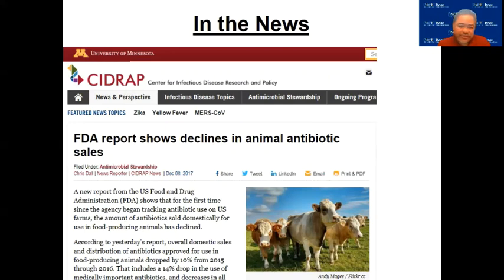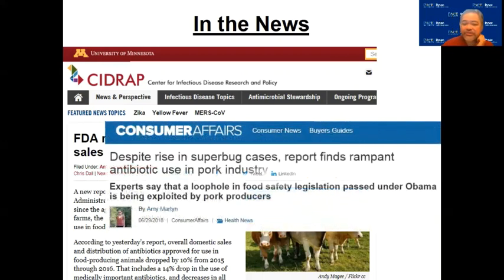Okay, so according to this report from the Center for Infectious Disease Research and Policy, there's a drop by 10% from 2015 to 2016, and that includes a 14% drop in the use of medically important antibiotics. So that's the good news. But despite the rise of superbug cases, the report still finds rampant antibiotic use in the pork industry.